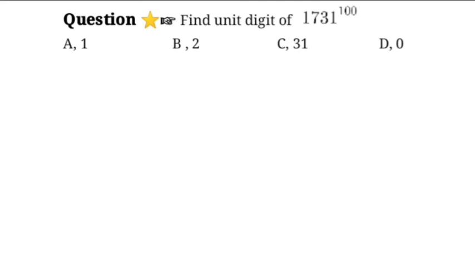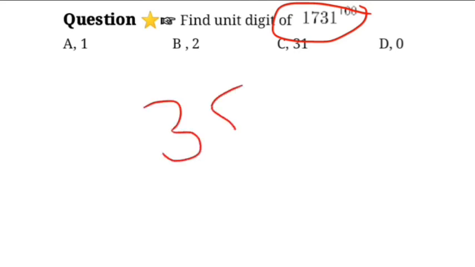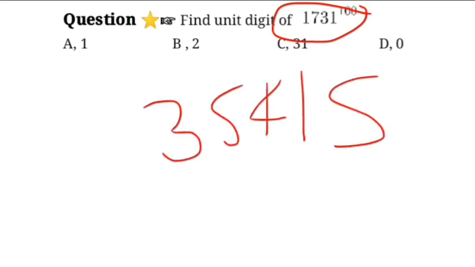Okay, question. Find the unit digit of 1731 raised to 100. The unit digit means the last digit of this result. This number will have a result, and we are asked for the last digit of it. If this number has a result like, let's just say, 35415, this is not the correct answer, this is just an example. So we are asked, what will be this last digit?